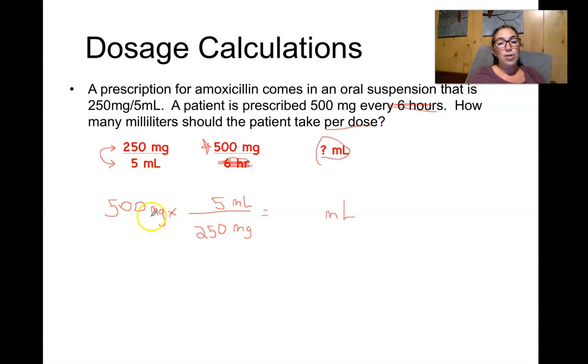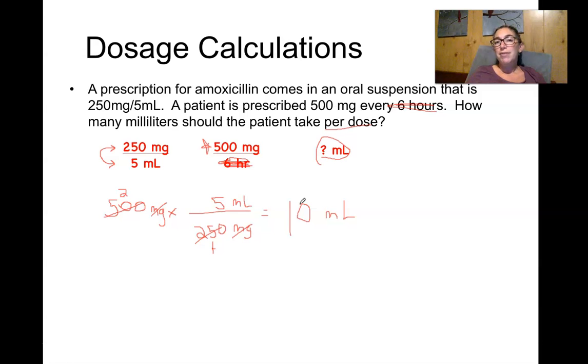So now we just do our multiplication. So I'll cancel out our units, our milligrams. And I'm just going to do a little simplification so I can do this in my mind. 250 and 500. If you divide both of them by 250, this is a 2, and this is a 1. So we've just simplified the math here. So 2 times 5 divided by 1, or you could type into your calculator 500 times 5 divided by 250. Either way, you get the same answer, which is a flat, even 10 milliliters.